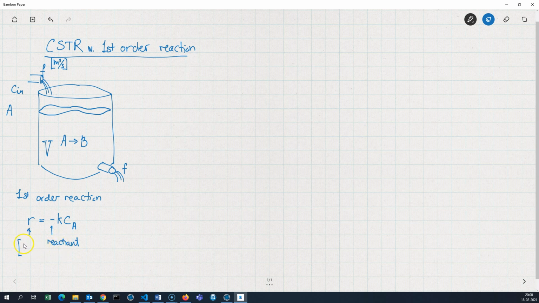R has units of moles per cubic meter per second, or moles per liter per second. So it's an amount of substance per volume per time. Okay. What we want to achieve is an expression which tells us what the concentration of the compound A is inside the tank as a function of time.